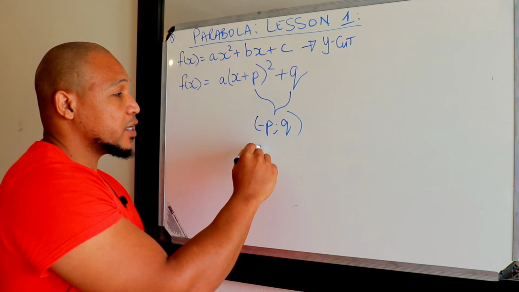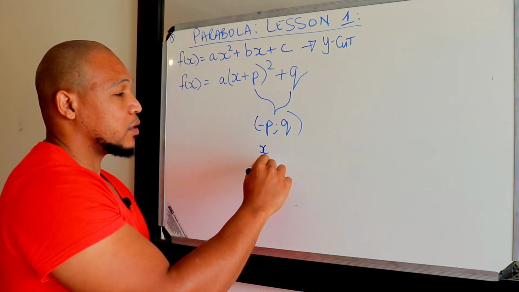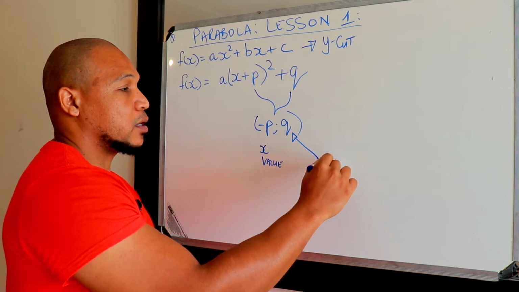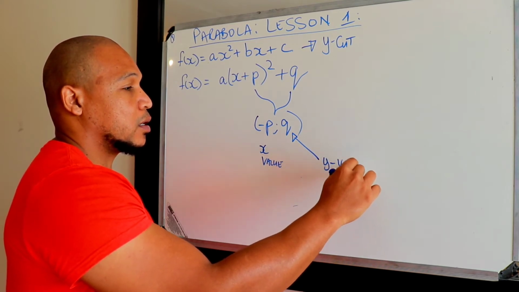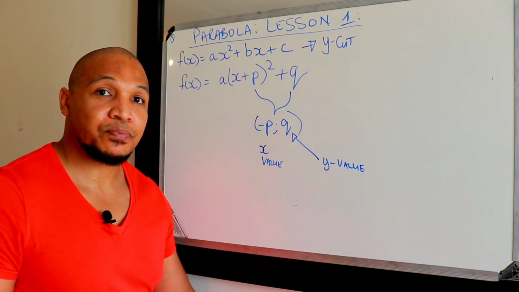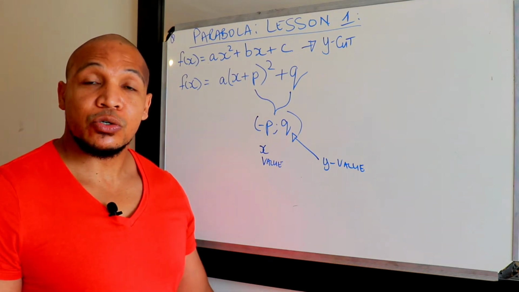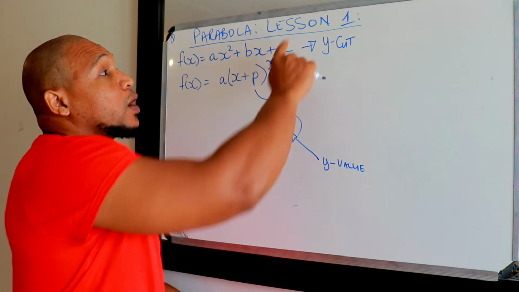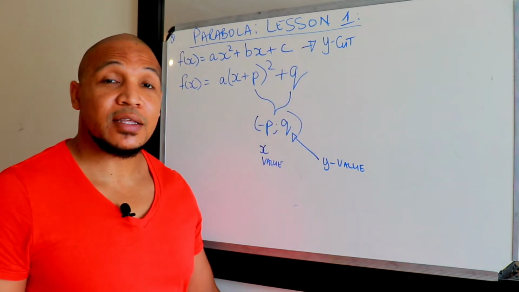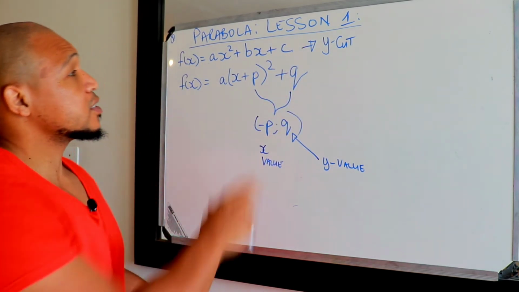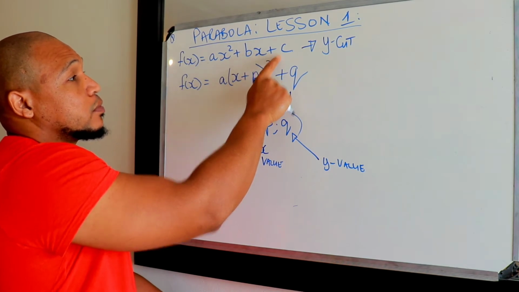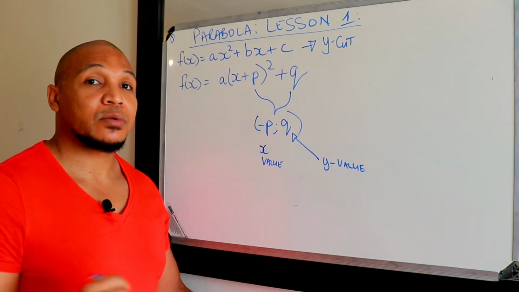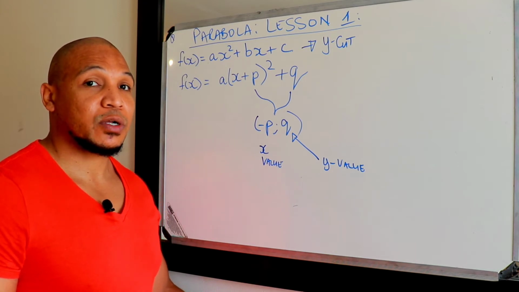So this will be my X value, and that will be my Y value. What we also need to know about these equations is that you need to be able to go from one form to the other as well. When we go from this form to this form, we normally complete the square, and we will have a separate video on that as well.